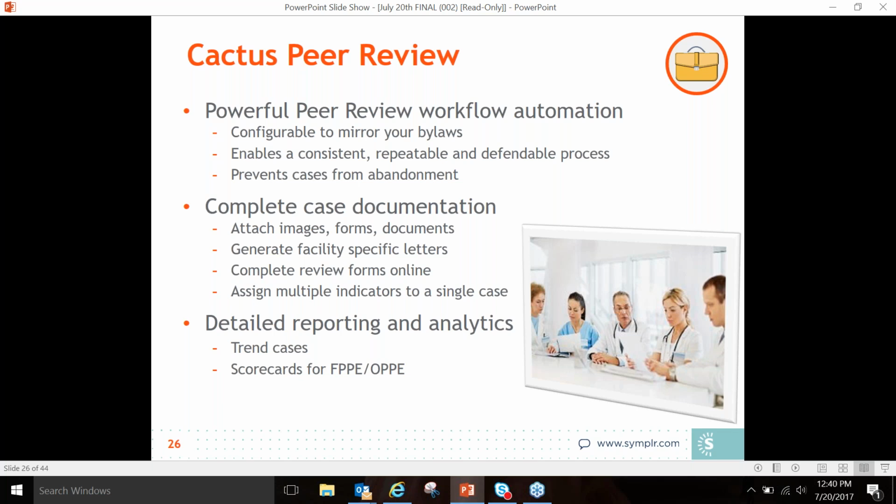You can assign work groups within it and determine who is a work group and who has access to what work group and so on and so forth. So it just takes your whole workflow and makes it automated. And then of course we can trend cases. We can include scorecards if you're using those, if you're still scoring things for FPPE and OPPE. Those details and things can be put in there and reported off of.